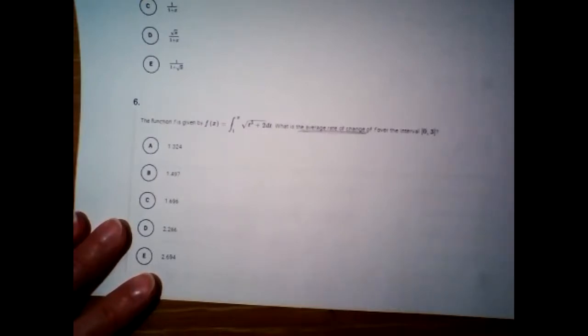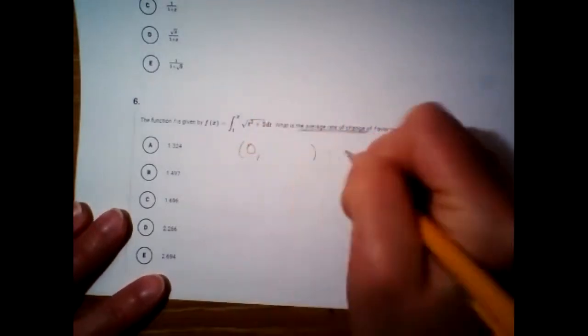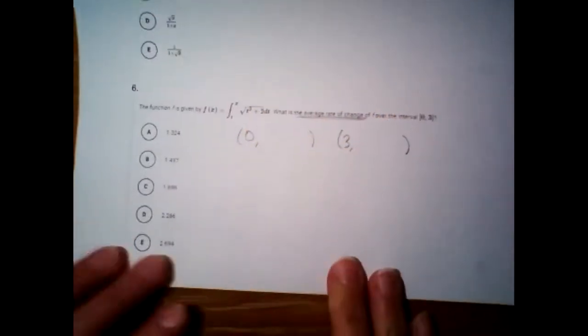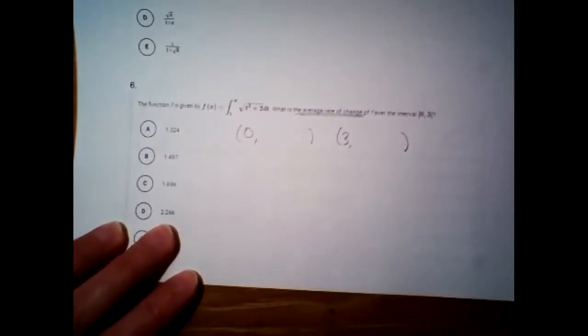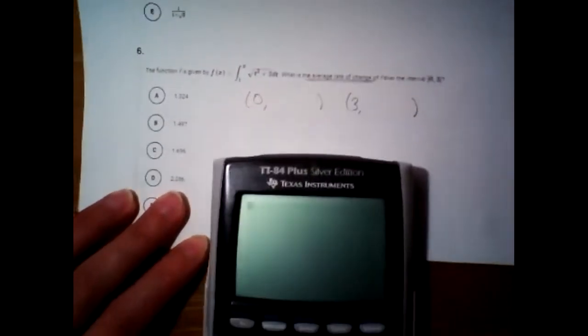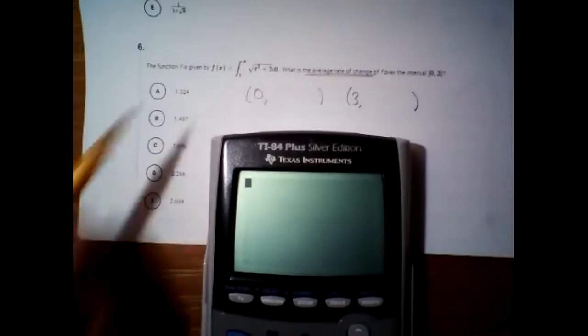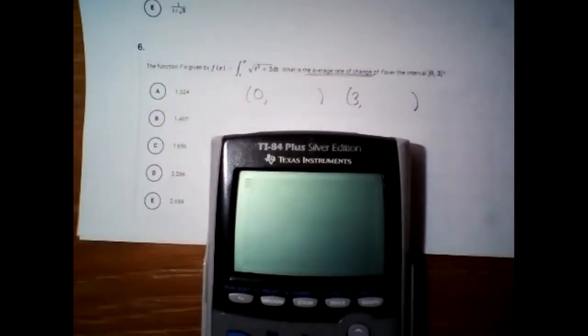Regular old algebra 1 slope from 0 to 3. So I'm going to need a point for 0 and a point for 3. And here's where the calculator comes in. We are going to have to plug 0 and 3 into this function, which involves an integral. So this is math 9. Again, math 9 is going to be your best friend during this unit.